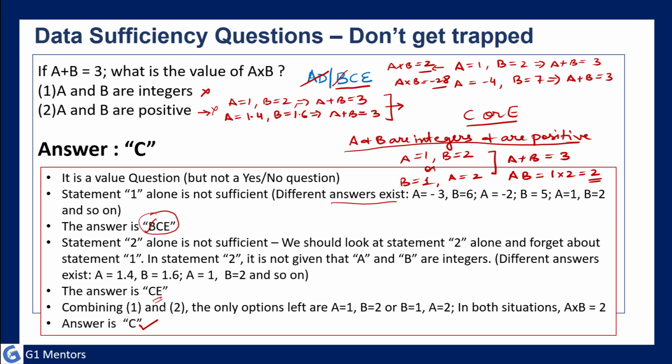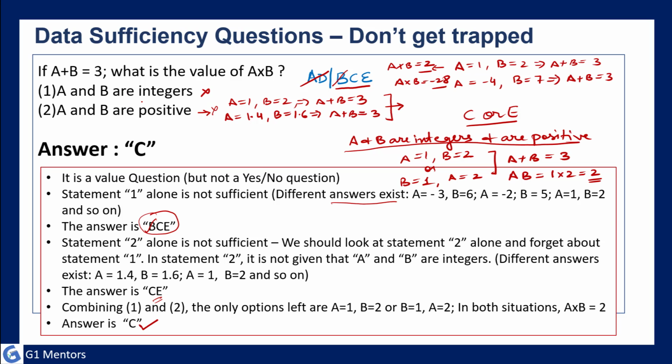So don't get trapped in data sufficiency questions. What is the mistake people make here? We have seen in statement 1 that a and b are integers, so when we consider statement 2 alone, we also think that a and b are integers. But statement 2 does not clearly specify that a and b are integers. It's together that both statements give us the correct answer.